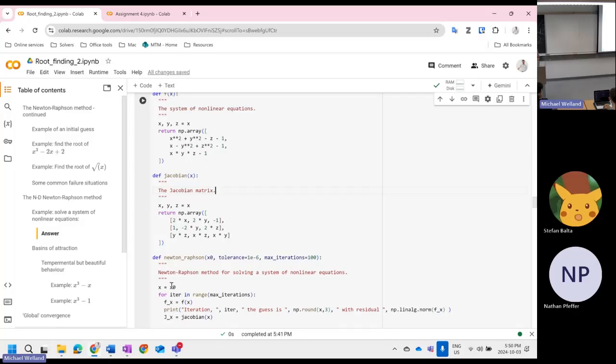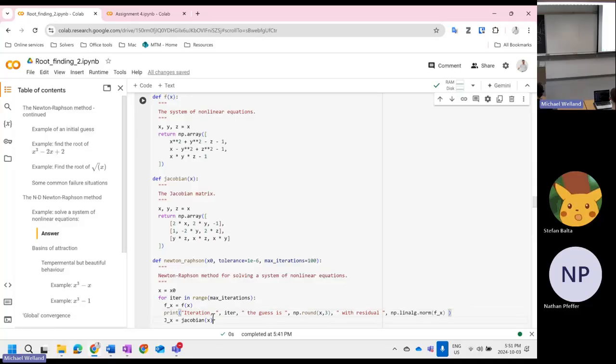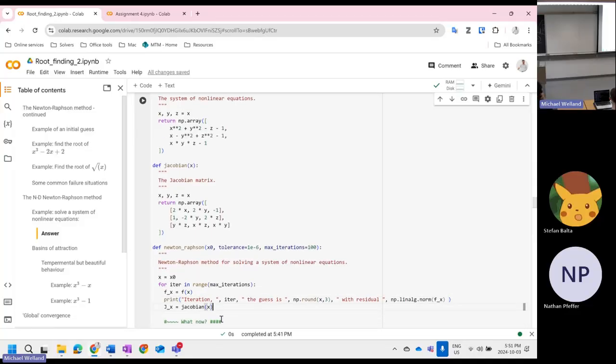Okay, we've got x equal to x naught. That's our initial guess. And then we start the iteration process. This is just convenience. I had it spit out what the iterations were going to be and the norm of the residual. Note that in this case we're not minimizing the norm of your f function. We're actually finding the root of all those f's, right? It's a difference from the least squares optimization. Okay, we can calculate the Jacobian, and now what?